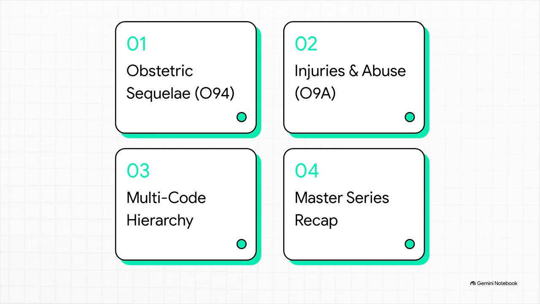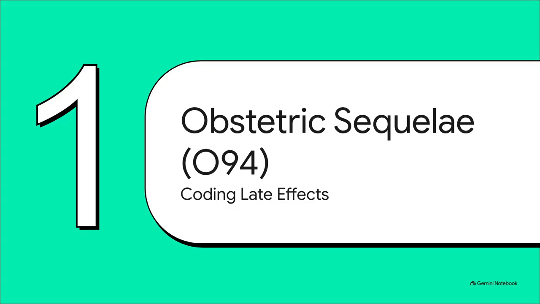First, we'll tackle O94 for coding obstetric sequelae. Then O9A for injuries and abuse. Third, we'll decode the multi-code hierarchy. And finally, we'll bring it all together with a Master Series recap. All right, Section 1, Coding Obstetric Sequelae, specifically focusing on the O94 category.